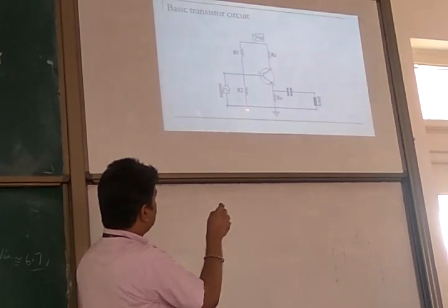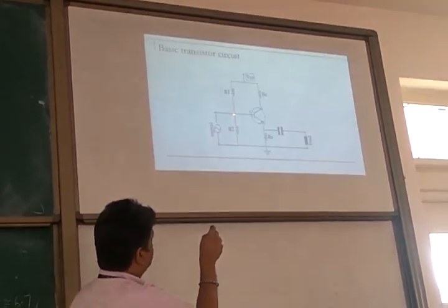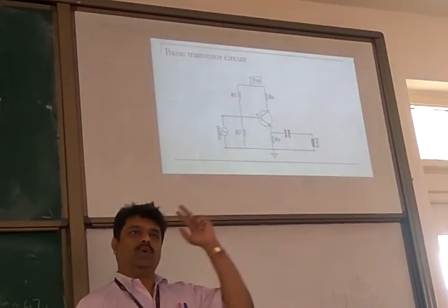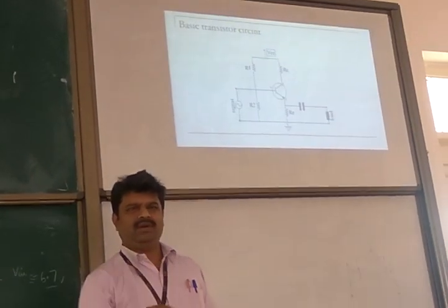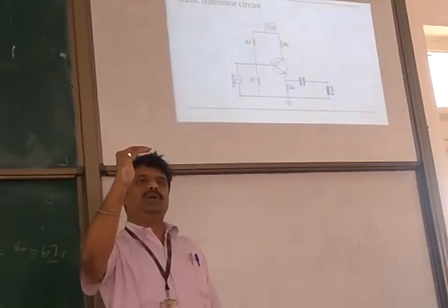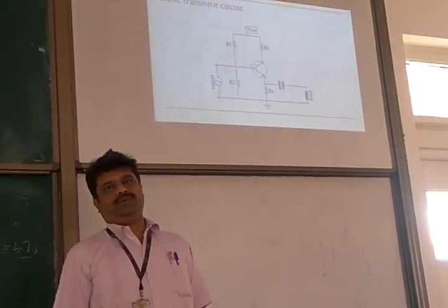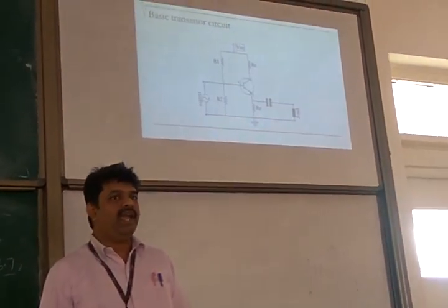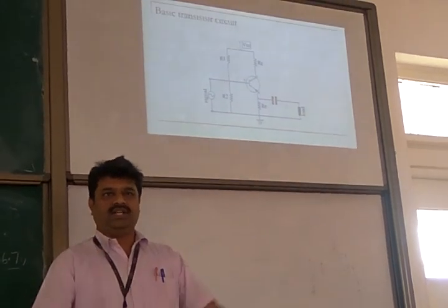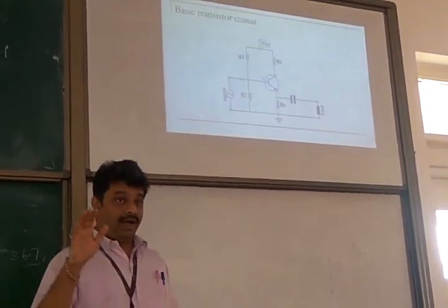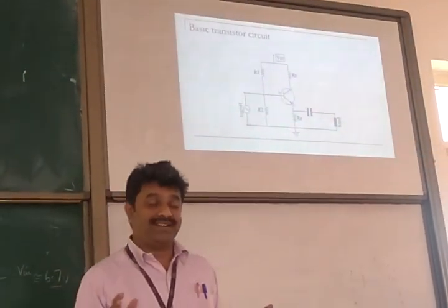This is connected to ground. With respect to ground, what is the potential here? 6 volts. Okay. For an example. Anything above 6 volt will be positive. Anything below 6 volt will be negative. That's all. But please pay attention and understand.